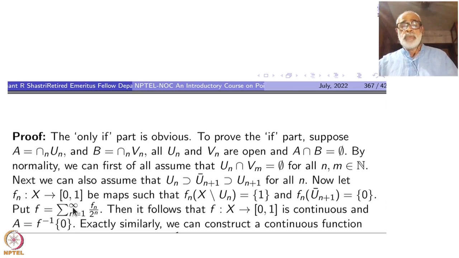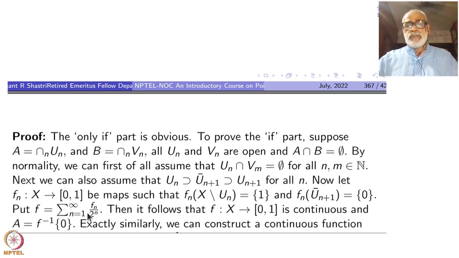Take f to be the sum of these fn's. Only thing is you should divide by some factor so that the whole thing is convergent. So, I am dividing by 2 power n, because I know that these fn's are bounded by 1. So, this will be less than or equal to the sum of 1 by 2 power n. So, this will also be convergent.